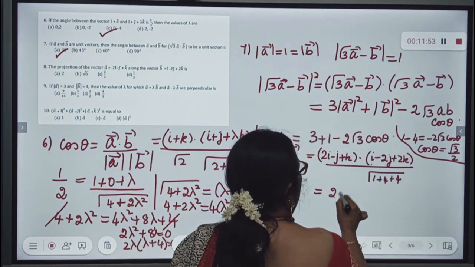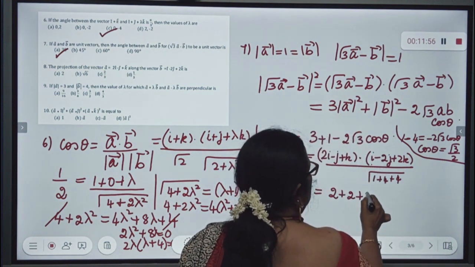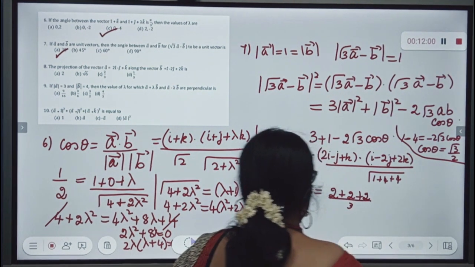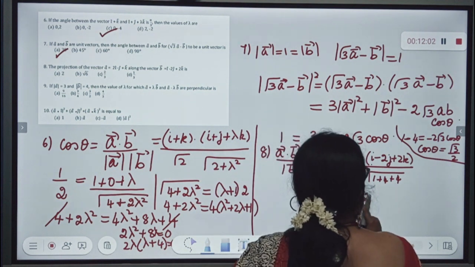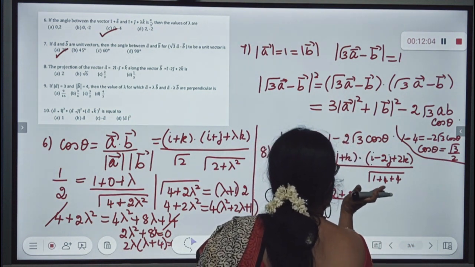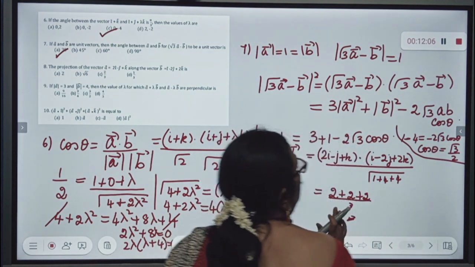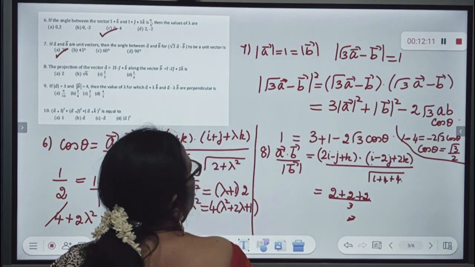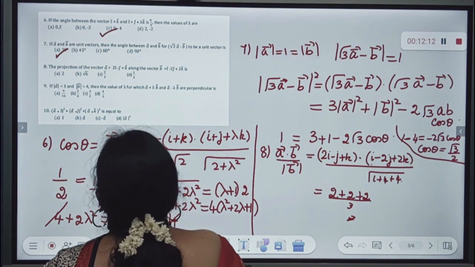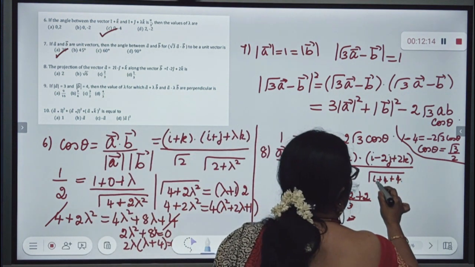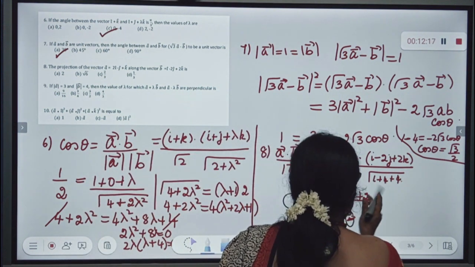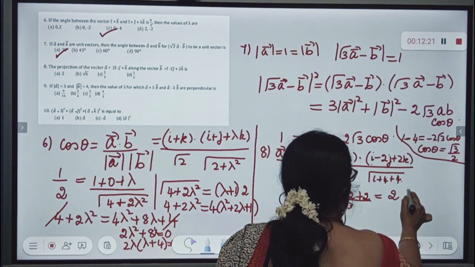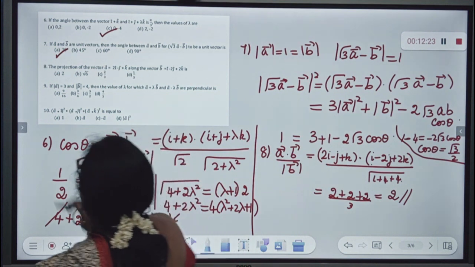So this will give you 2 plus 2 plus 2 by 3. What is B vector? B vector is I minus 2j plus 2k. So root of 1 plus 4 plus 4, which is 3. Okay. Now this is 6 by 3, so the projection is 2.